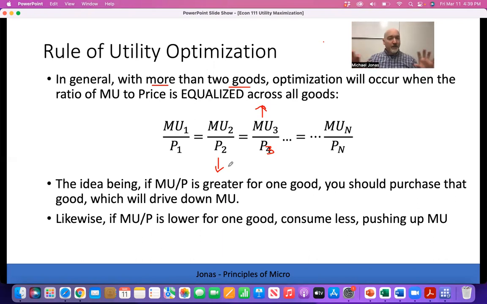So this is one of those cases where I think the logic of this rule of equalizing utility per dollar is easier to see in the case when it's not true, right? What does it mean when this doesn't hold, utilities too high or too low? The obvious adjustment is going to be buy more of the good with a high utility, less of the good with the lower utility, and that'll lead you back towards this equality.